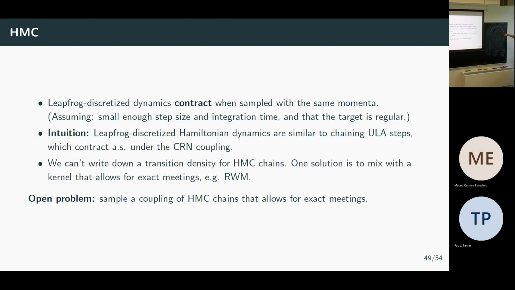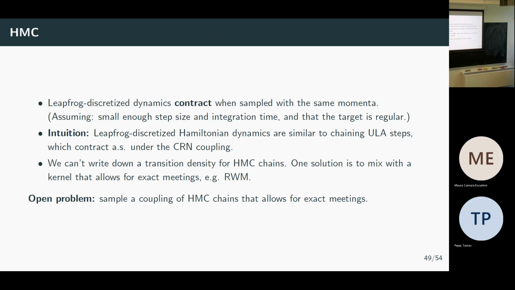So you can use the CRN coupling of the proposals for HMC, and that will contract. You could also hope that they accept at the same time, and if they're close together, they will. So that's okay. The problem with HMC is that you can't write down a transition density. So even though you can maybe contract by using this coupling, and you can do this pretty impressively in practice, you cannot use HMC kernels to meet exactly.